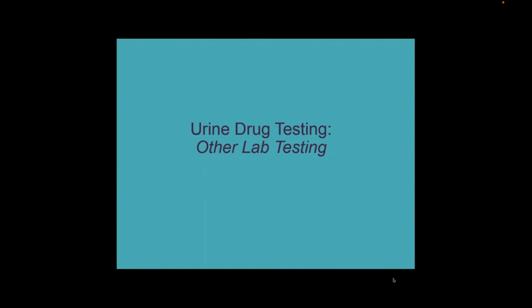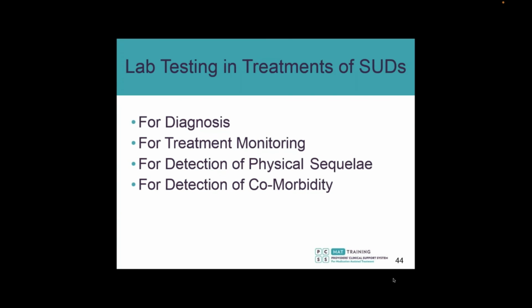And finally, let's talk about other lab testing. And I'm mainly talking about other blood work that you may obtain in terms of the substance abuse evaluation. You can do this for diagnosis because remember, a single urine drug tox does not necessarily tell you that something's been used chronically or that has been resulting in an adverse medical condition. You may use it for treatment monitoring.